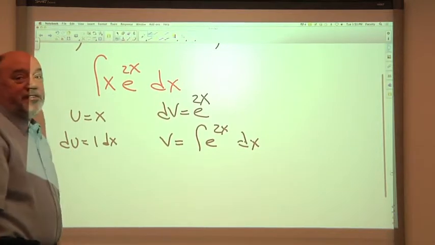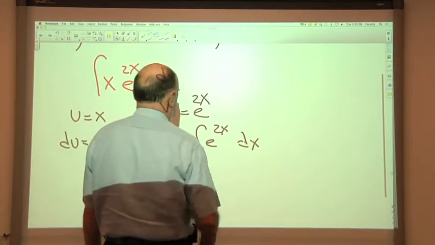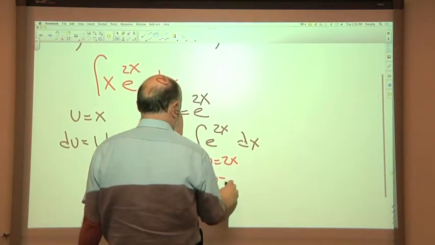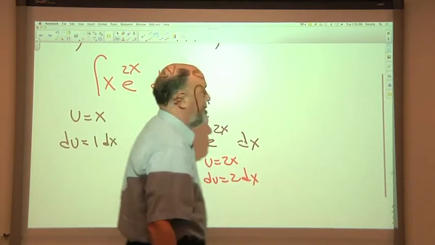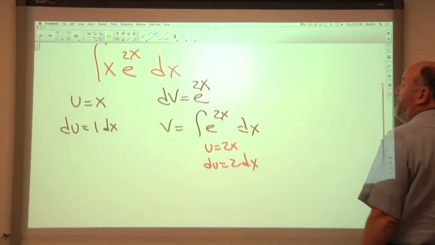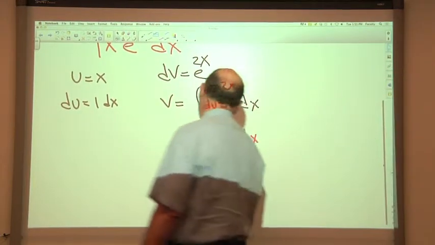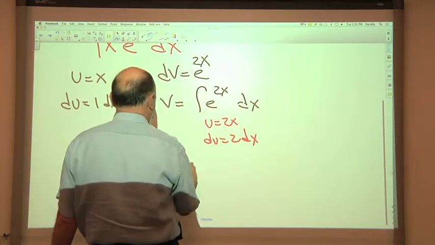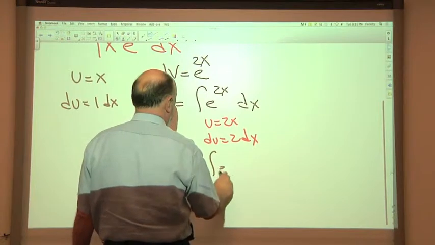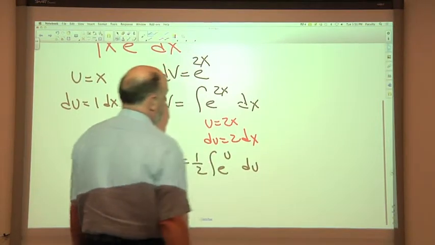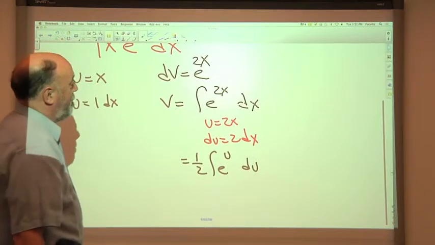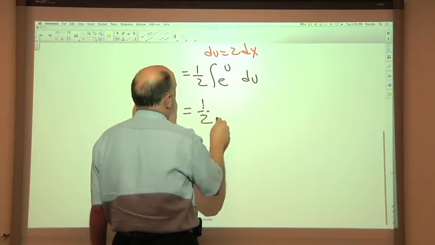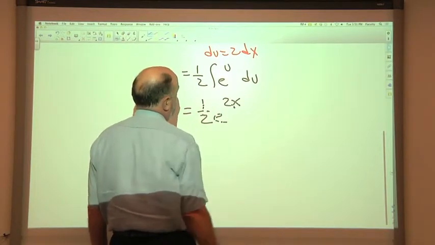And we learned last week we can integrate e to the u. And so here we would say that u is going to be 2x. The derivative of that is going to be 2 dx. And so in terms of our substitution, well, we only have 1 dx here, and we got 2 dx here. So my factor here is going to be 1/2. So we end up with 1/2 e to the u du, and we integrate, we get 1/2 e to the 2x.